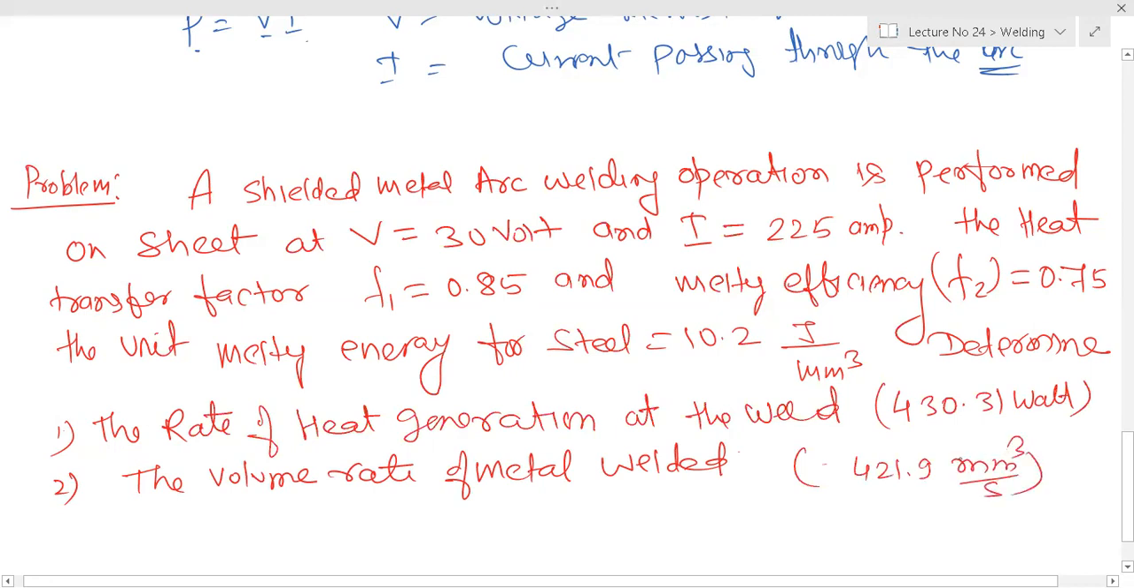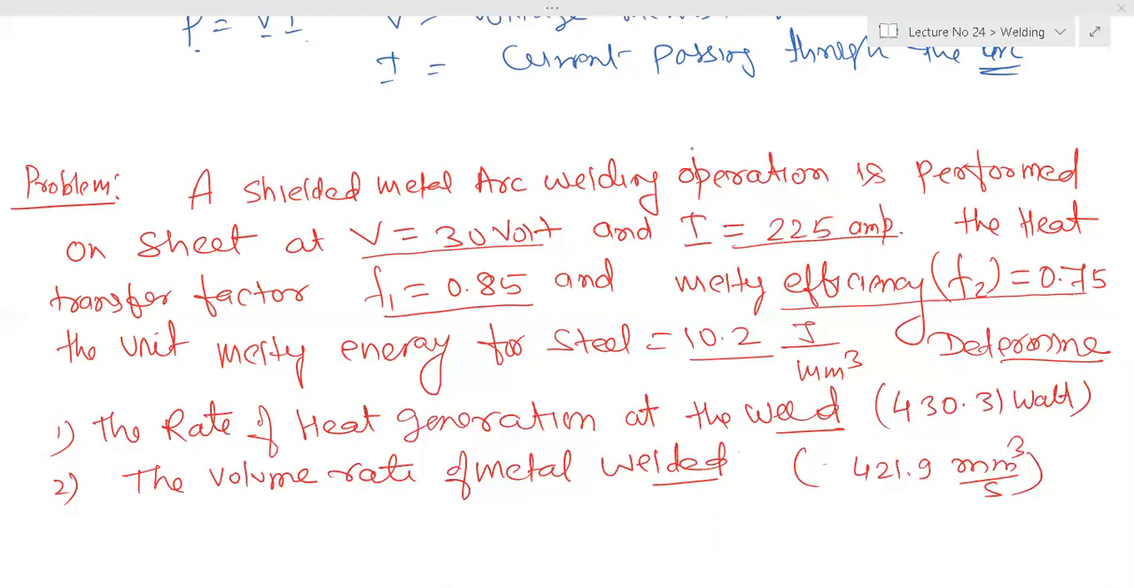Okay, please solve this question. A shielded metal arc welding operation is performed on a sheet. Voltage 30 volt, current 225 ampere, the heat transfer factor f1 is 0.85, melting efficiency 0.75. The unit melting energy for the steel is 10.2 joule per millimeter cube. Determine the rate of heat generated at the weld and the volume rate of metal welded. Please solve this.